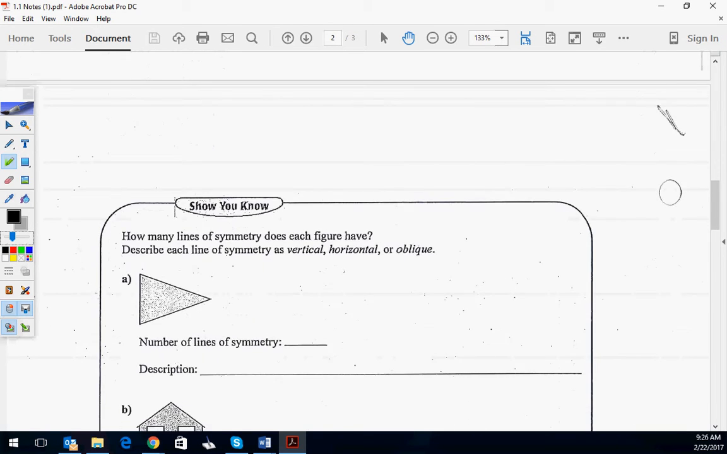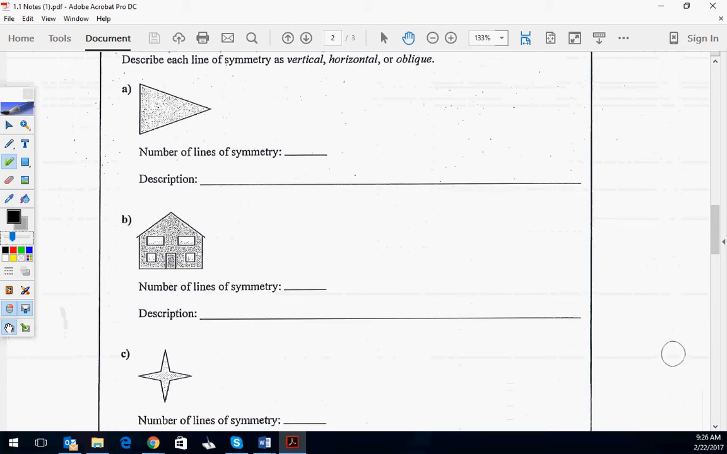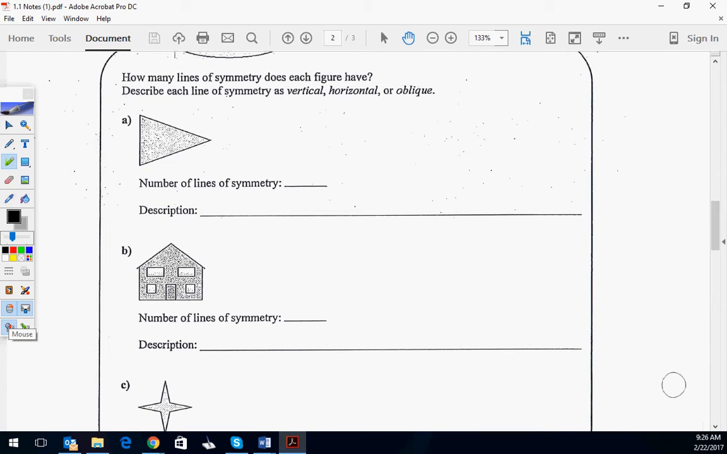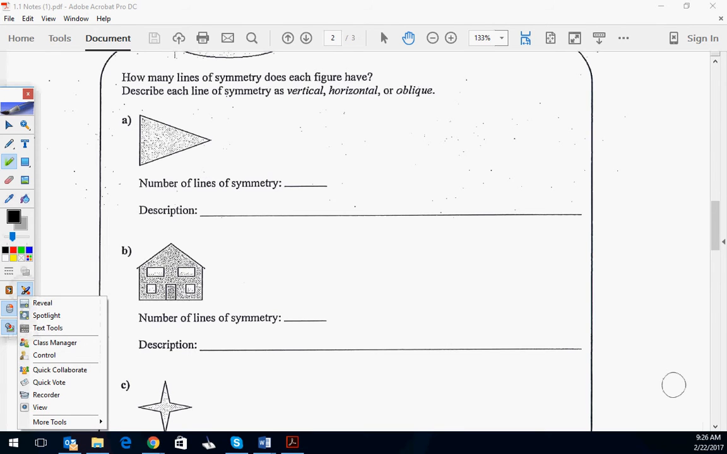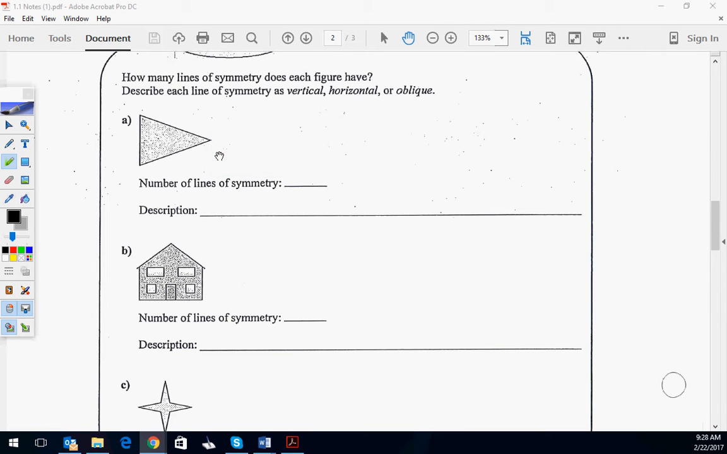Okay. All right, so I'll go and pause the video here. I'll go take attendance. You guys go ahead and try the Show What You Know here, and then we'll check and see how you did. All right, so how many lines of symmetry does each figure have? Describe each line of symmetry as vertical, horizontal, or oblique.